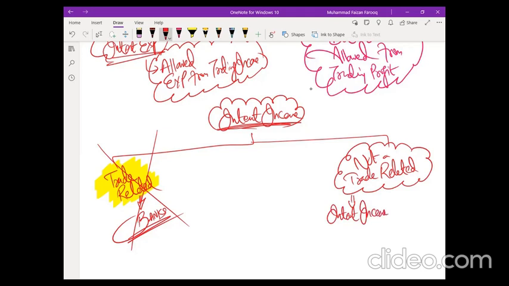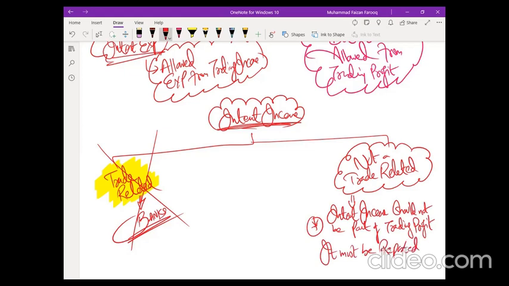So this interest income should not be part of your trading profit. It's not allowed to add it in trading profit. It must be reported separately. How to report separately? I will tell you. First of all, if interest income from a non-trade related activity is given, what you have to do? If it is part of your trading income, first of all you remove it.